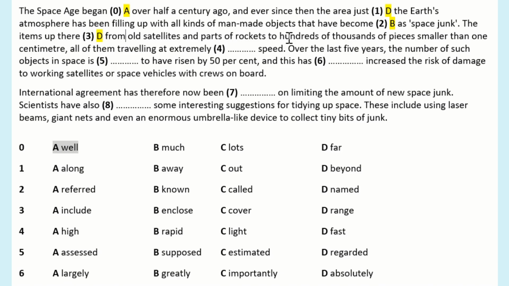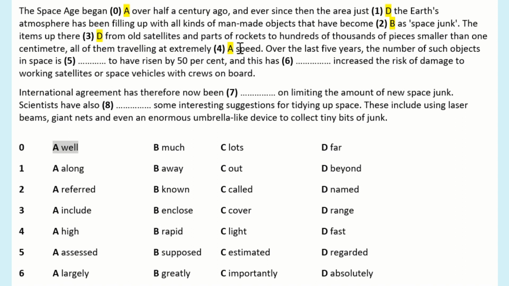Range from old satellites and parts of rockets to hundreds of thousands of pieces smaller than 1 centimetre, all of them travelling at extremely, and the answer is high speed. And again, it's the only one that fits. Notice that they've put C there, light, because you can talk about the speed of light, but it wouldn't make sense in this context. So which one goes best with speed, basically, is the question you need to ask yourself there.